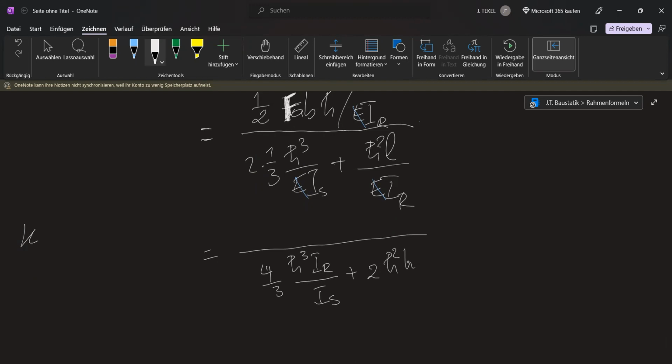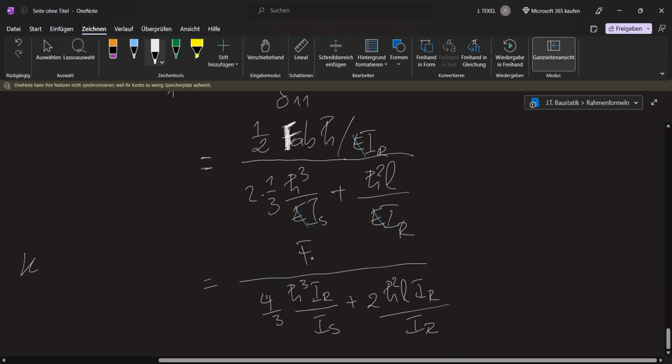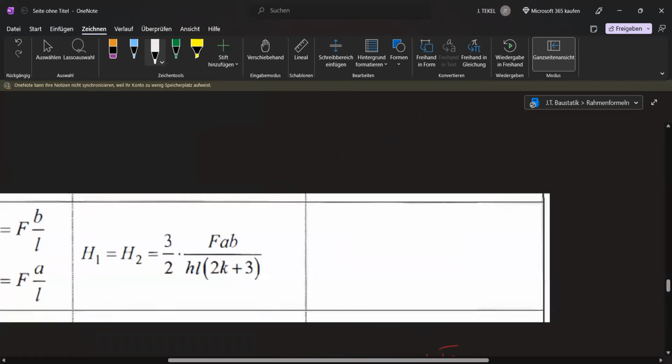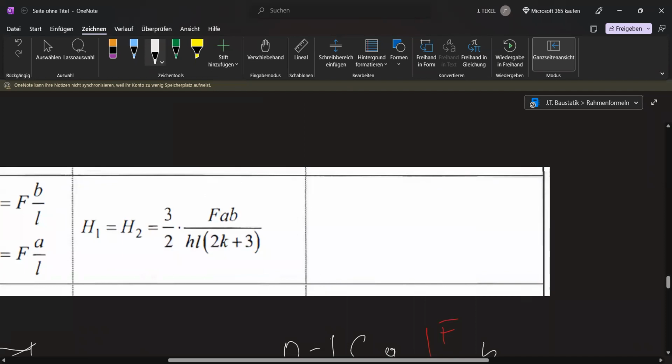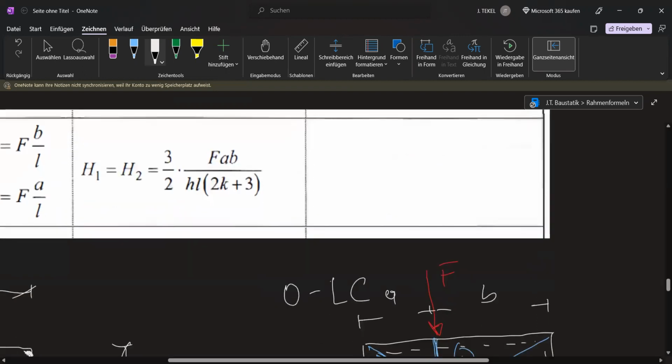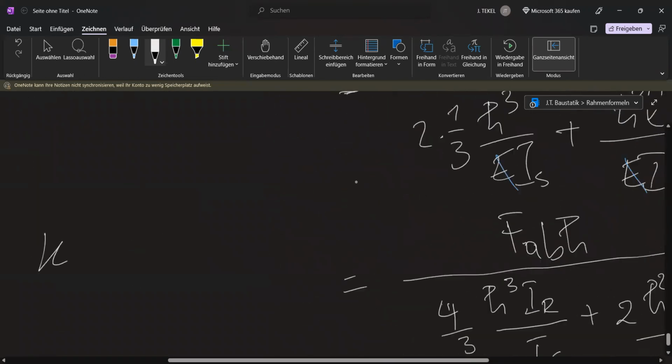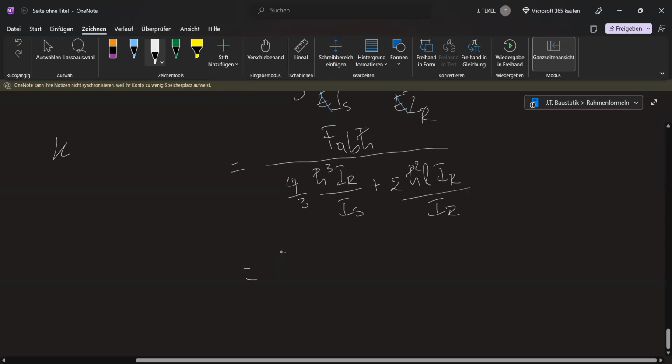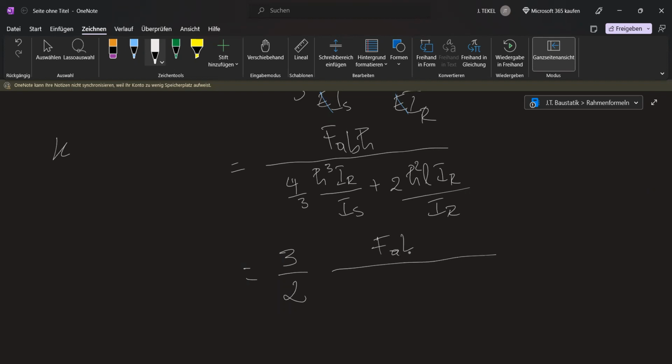H squared L times IR divided by IR, they're going to cut each other out. And here we have FABH. Now let's take a close look at the end form we want to get. We want FAB at the top. We want 3/2 in front, and then for the rest we're just going to figure it out. There's an HL there too. Okay, we got it. So we want to have 3/2. I have FAB on top.